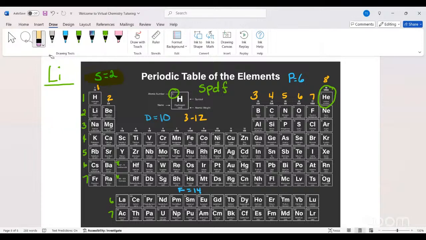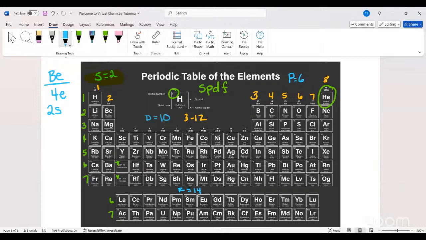Here we go. Let's take a look at beryllium, which is right next door. Beryllium is right next to lithium. Beryllium has 4 electrons. What period is beryllium in? It's in the second period. See that 2, that green 2 right there? It's in the second period. What block is it in? It's in the S block. You see that green S up above?